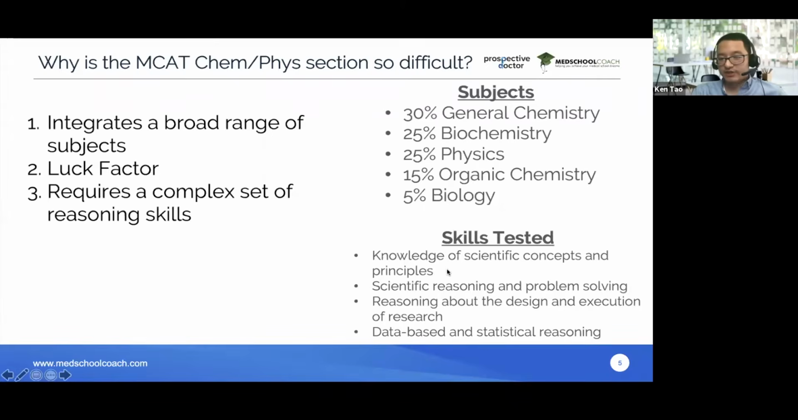So in terms of skills tested, there's another way that we can break it down, and this is based on the AAMC's categorization. So there's 4 skills, which they call skill 1, skill 2, skill 3, and skill 4. Skill 1 is knowledge of scientific concepts and principles. This is essentially, do you know the science content or not? Skill 2 is scientific reasoning and problem solving. So this is where you have to do a little bit of thinking.